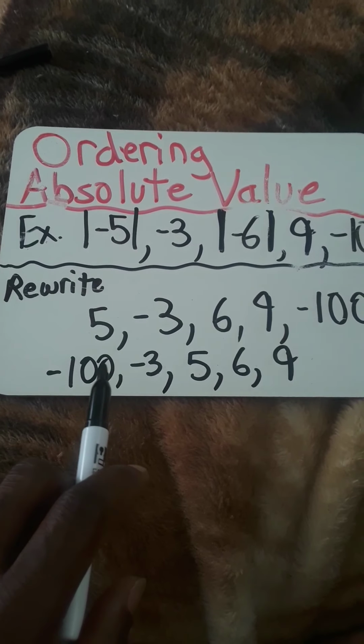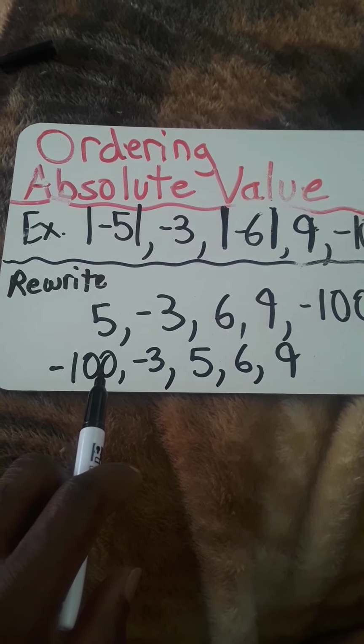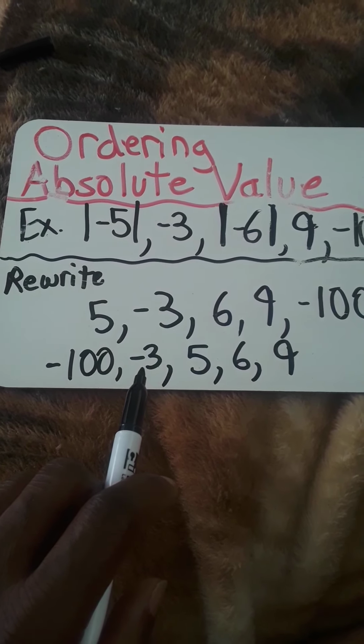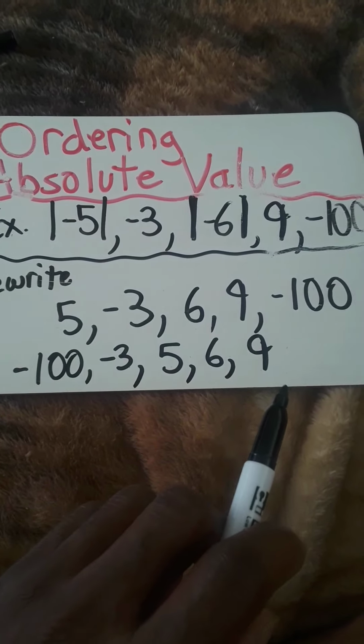Look at the order. Ordering from least to greatest, -100 is the smallest. -3 is the next smallest. 5, 6, 9. This concludes the absolute value video.